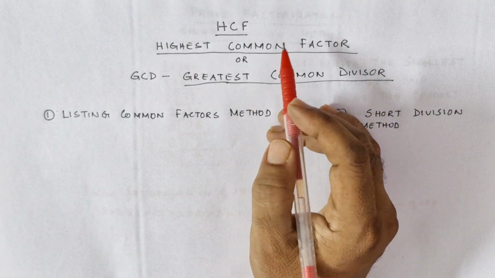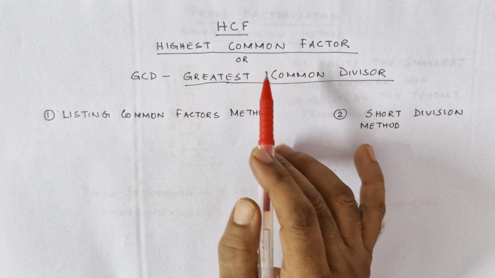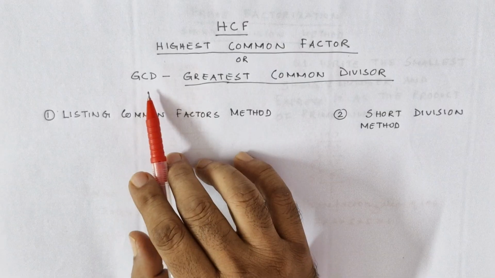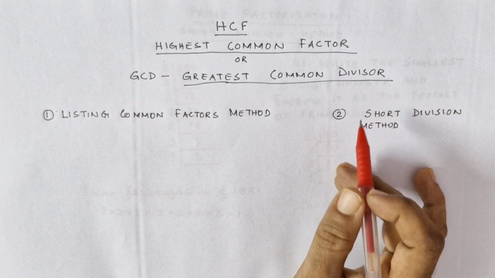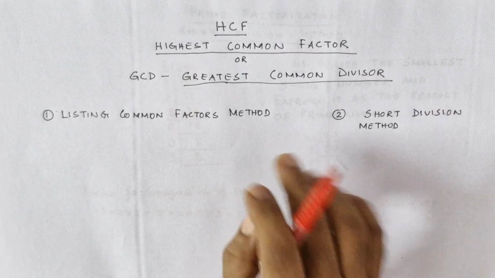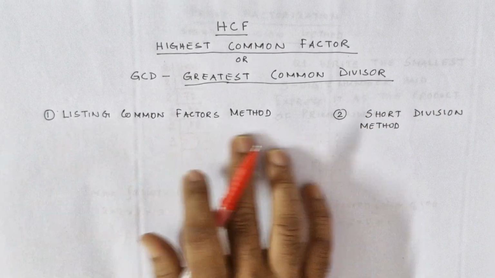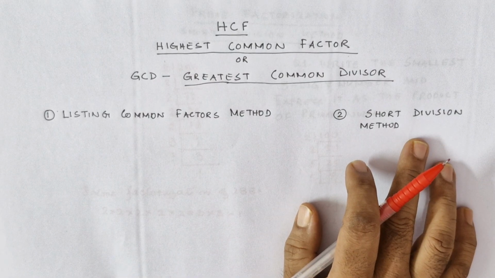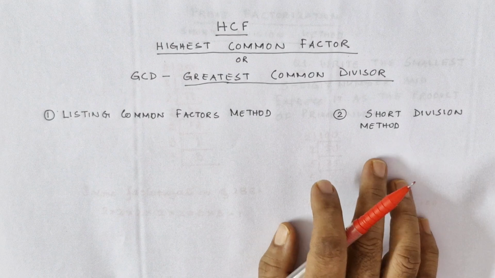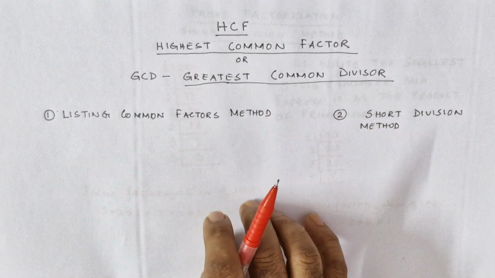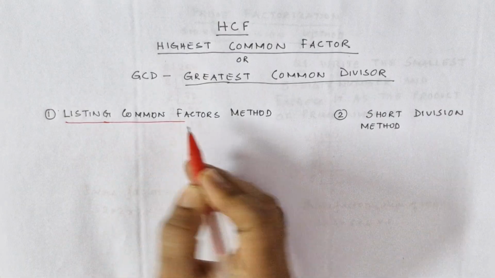Today's topic is HCF, highest common factor. It is also known as GCD, that is greatest common divisor. There are four methods we'll show. In today's lecture, I'll show you the first two methods, and in the next lecture we'll show you the other two methods. So in this lecture we'll show the first one, the listing common factors method.